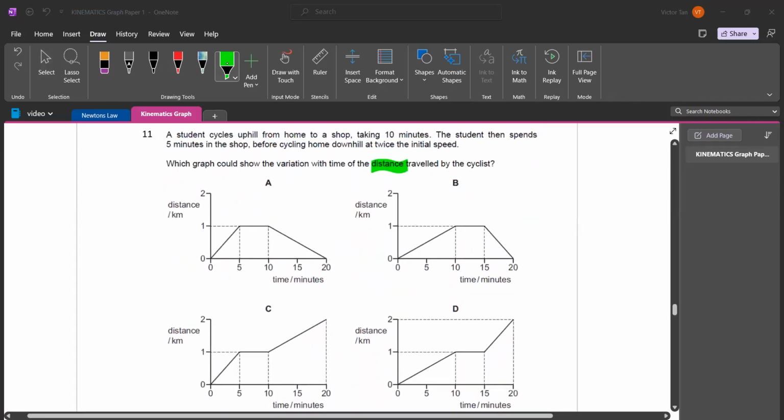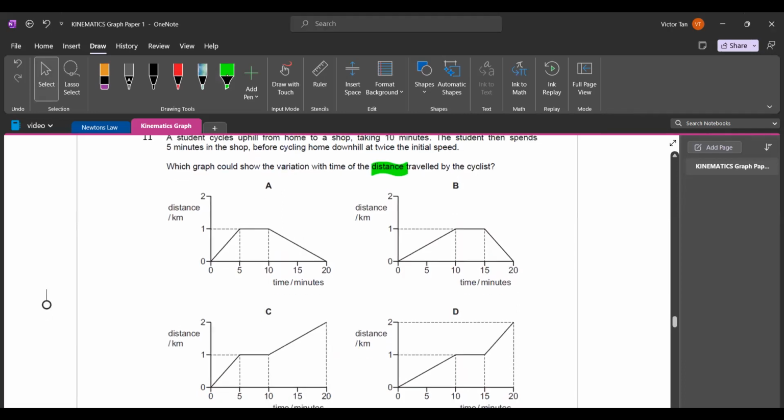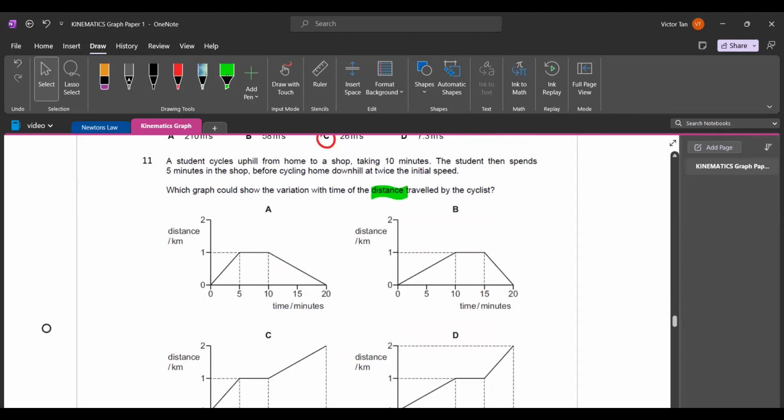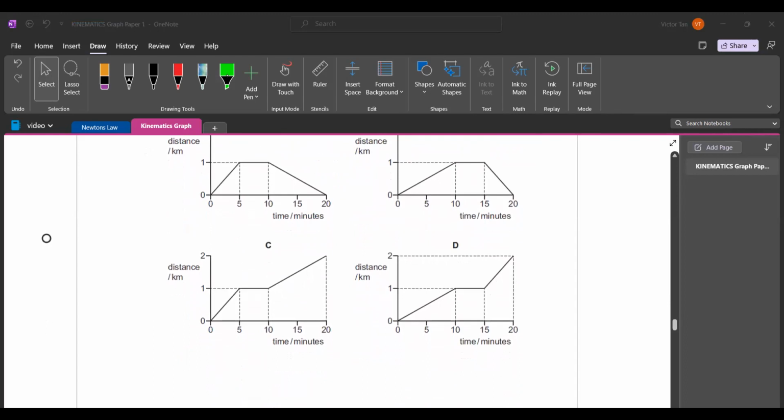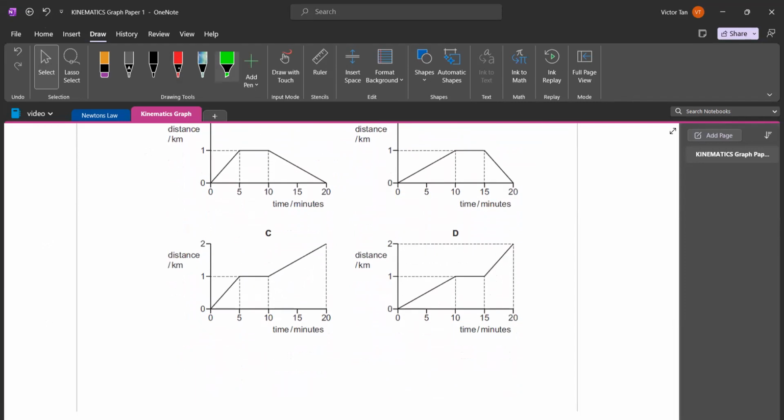So if you say that the return is twice the initial speed, the gradient must be 2 times when it returns. Or you can say that the time taken is half. So if you look at this graph, the gradient here is 2 times the gradient here. So this is the answer.